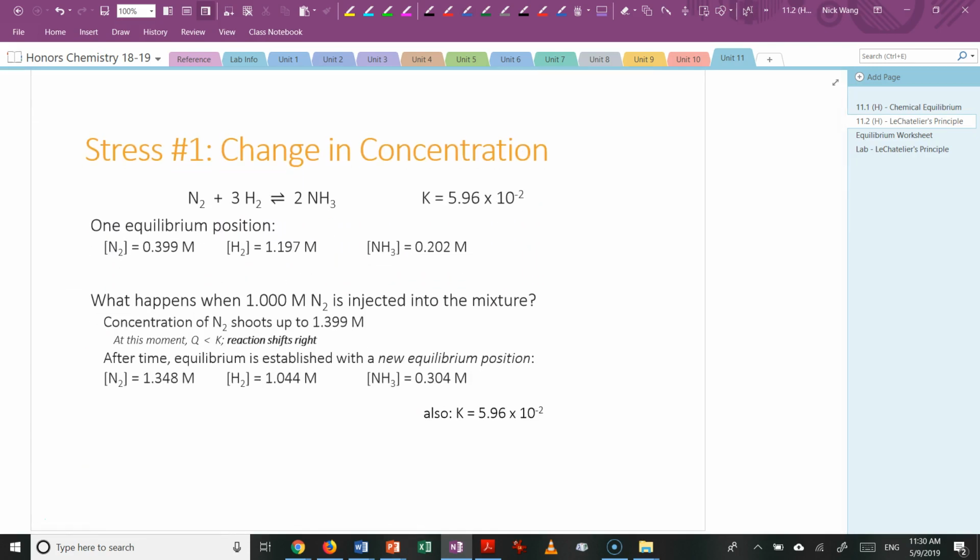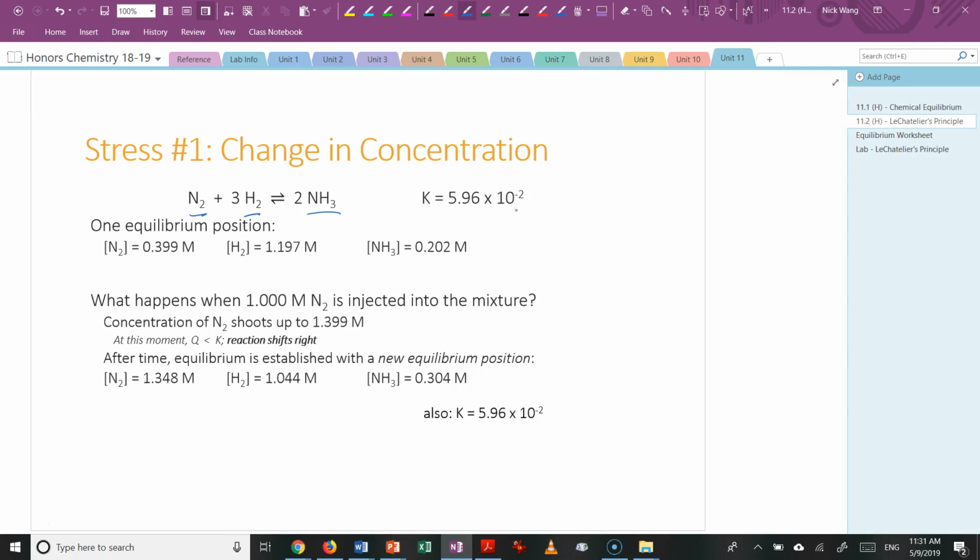Let's see how this can be put into action. So let's take a look at this equilibrium mixture. You have N2, H2 that form NH3. Right now we're assuming that this specific mixture of 0.399, 1.197, 0.202 molar is going to be at equilibrium. That's a position. So if I were to take these products and divide by the reactants according to the ratios and so on and so forth, you would get 5.96 times 10 to the minus second power. So this is one equilibrium position.